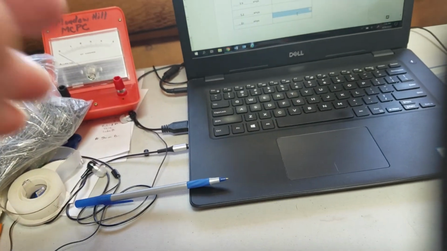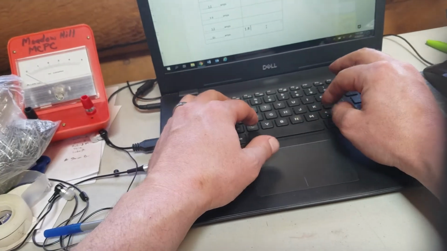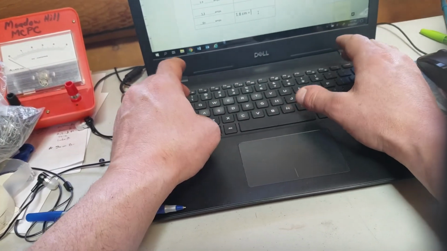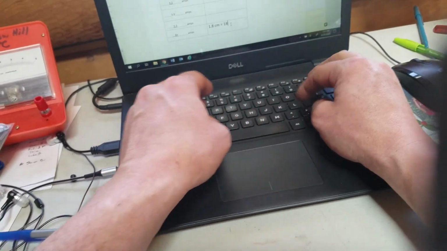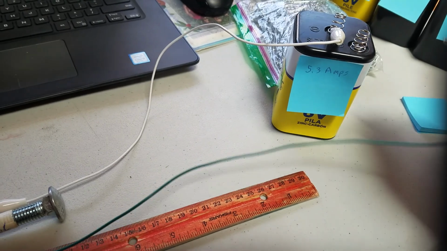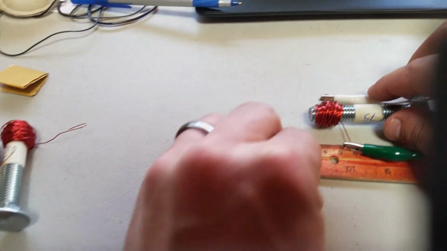So I go up and I put in 1.8 centimeters, which equals 18 millimeters. So now I've switched it out, and now I have my 5.3 amp battery. I'm going to connect that up.